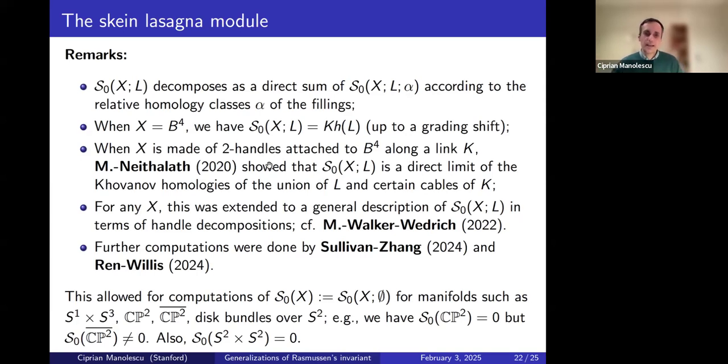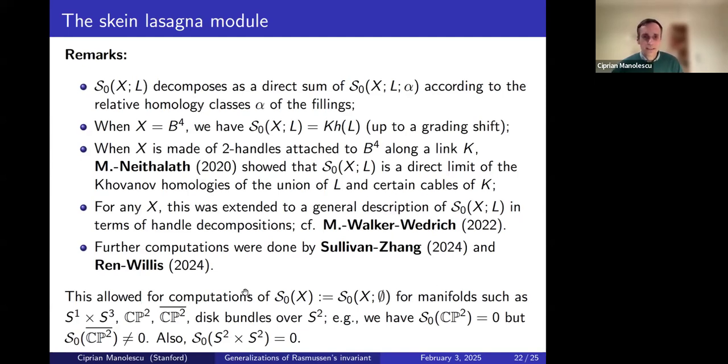Now, in general, a four-dimensional manifold can be split into handles of different degrees. So one handles, two handles, three handles, maybe four handles, and zero handles. And two handles are the most complicated in a sense. But starting from this, in joint work with Walker and Wedrich, we gave a general kind of formula in terms of handle decomposition for the Skein lasagna. Again, it's a formula that involves infinitely many terms and some limit, but it's more concrete than just all possible fillings modulo that equivalence relation. It's in terms of the ordinary Khovanov homology.